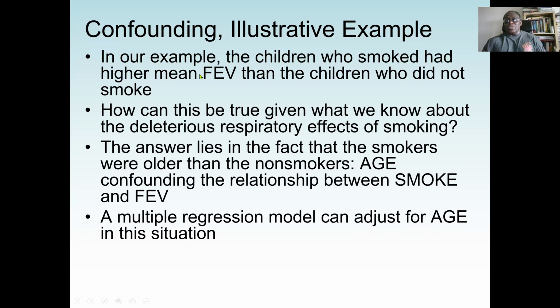So here we say in our example, the children who smoke had higher mean FEV than children who do not smoke. How can this be true given that we know about the deleterious respiratory effect of smoking? Now, the answer lies in the fact that smokers were older than non-smokers. So age is confounding the relationship between smoke and FEV. So a multiple regression model can adjust for age in this situation.